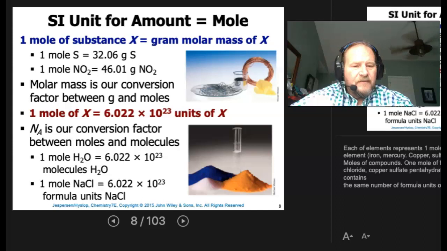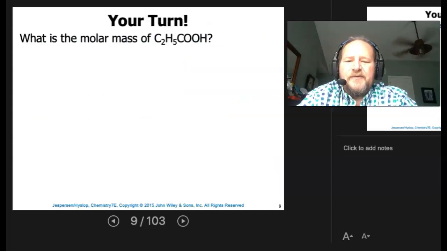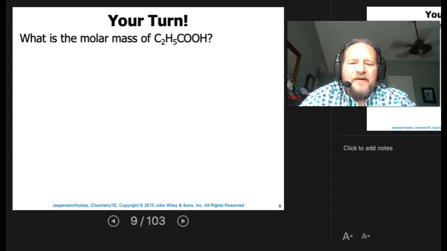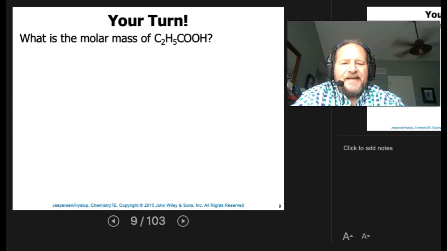Okay. All right. So what is the molar mass of C2H5COOH? So we've looked a little bit at organic. We didn't get into a whole lot of depth there. The C2H5 is going to be an ethyl piece, and the COOH is an acid. So this is actually acetic acid.